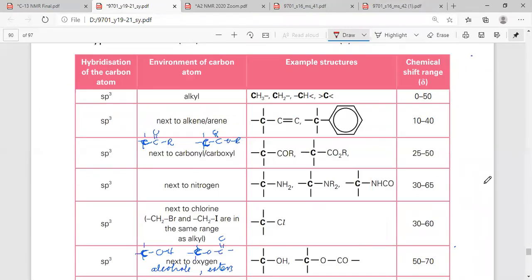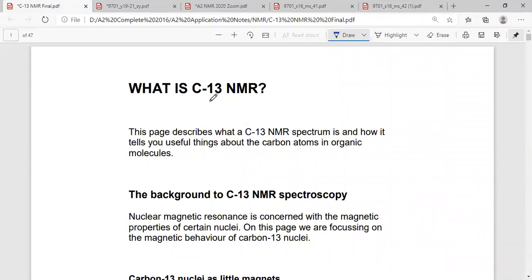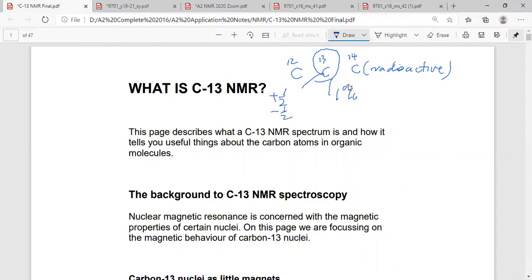Now let's go to here again. It's very similar to hydrogen. Let me just give you a bit of theory. Carbon has a few isotopes: carbon-12, carbon-13, and of course carbon-14, which is radioactive. Carbon-13 is about 1% of naturally occurring carbon, and it has a spin of half, plus half and minus half, just like your hydrogen.